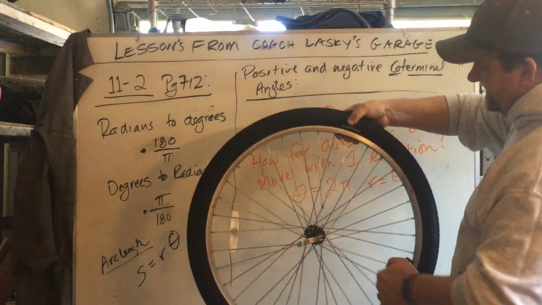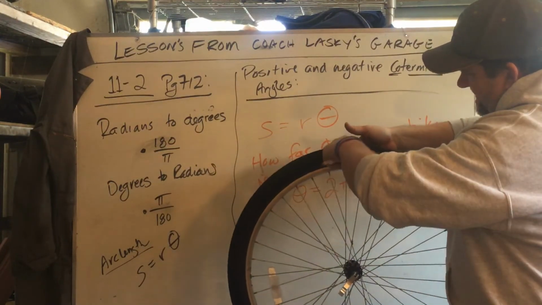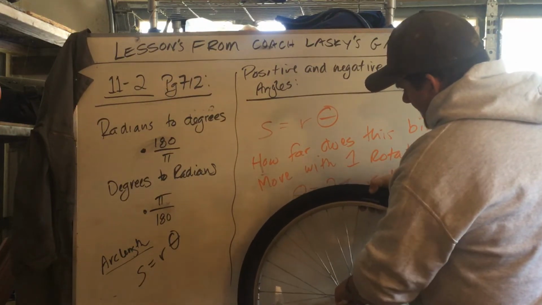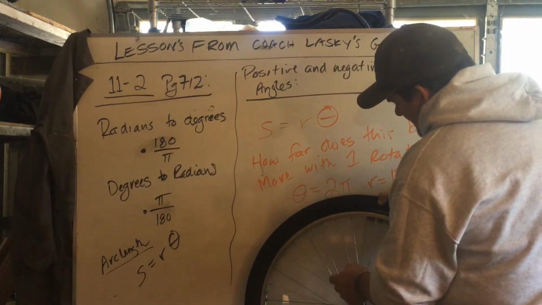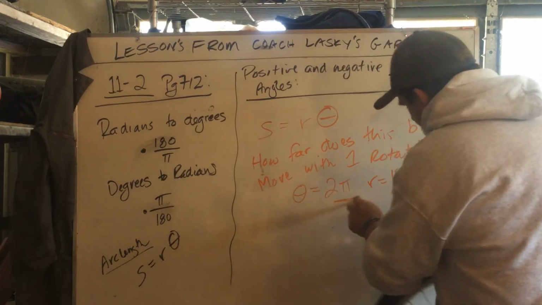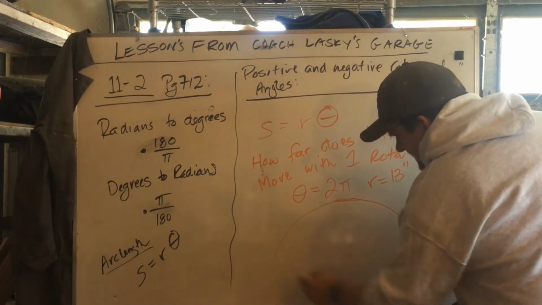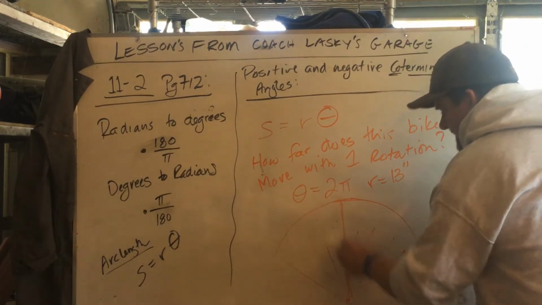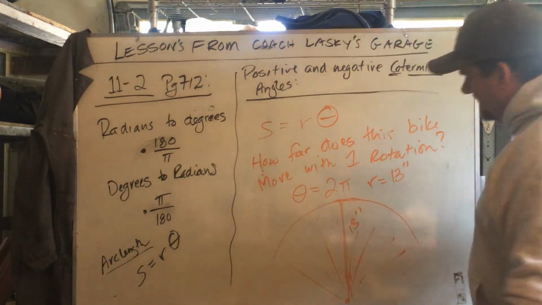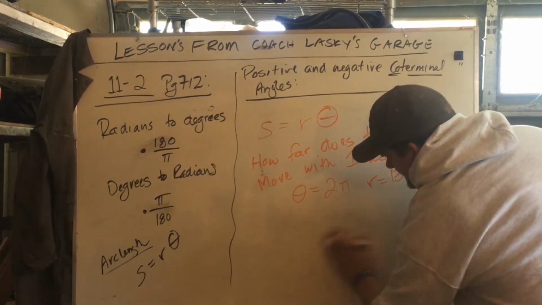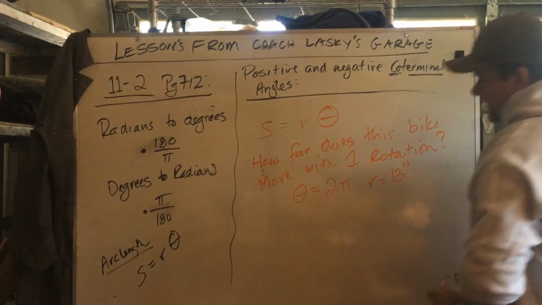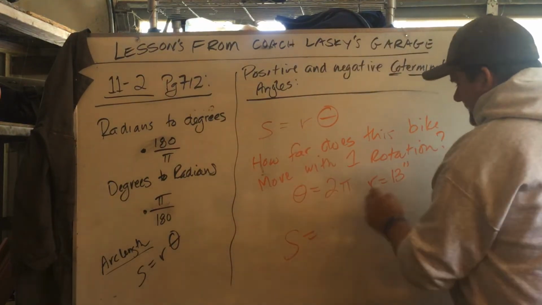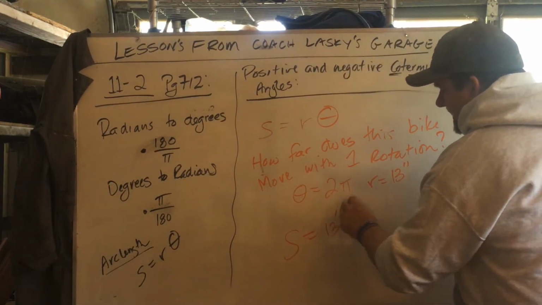You can measure that with a measuring tape. So measure 13 inches from here to here. If I draw that for you, here's the outside edge. It goes around. Here's the middle. I got my spokes. And this distance here is 13 inches. Okay? So now what happens? If I want to find the length, I just take the radius, which is 13 inches, and I multiply it by 2 pi.